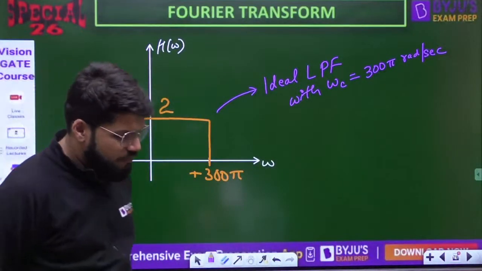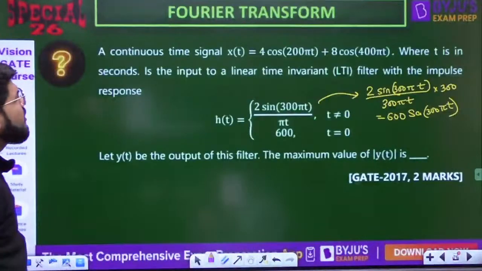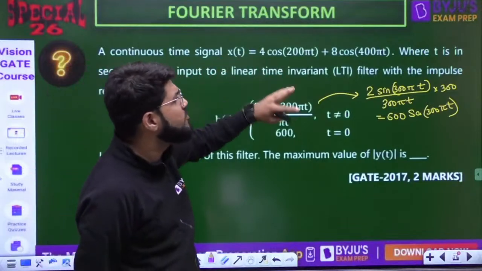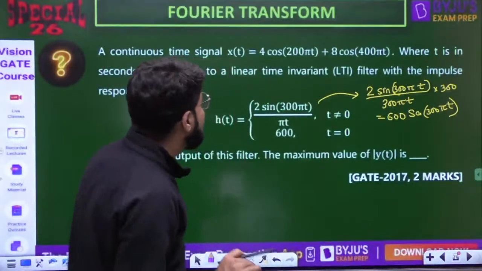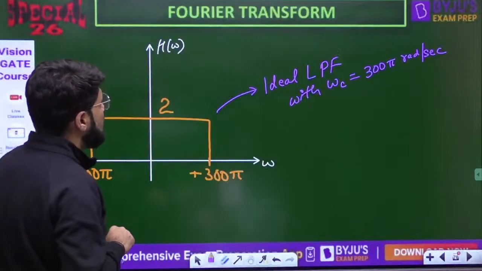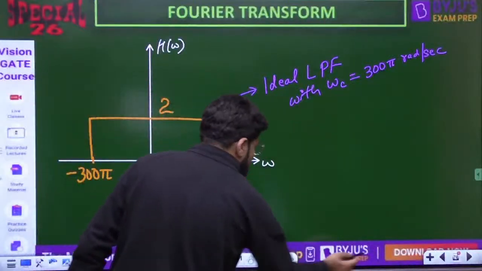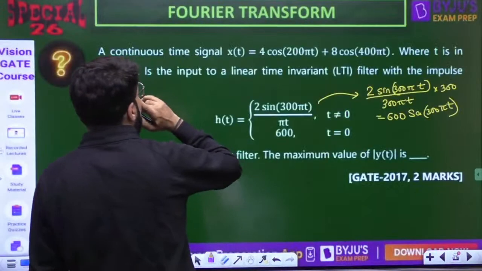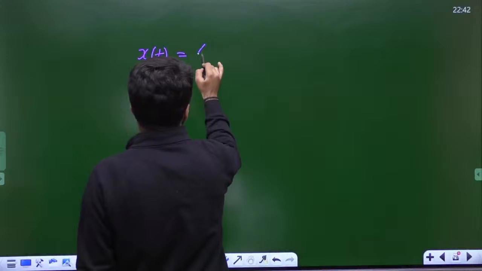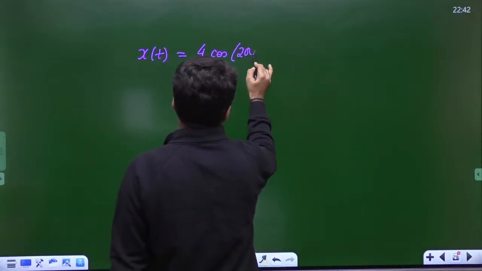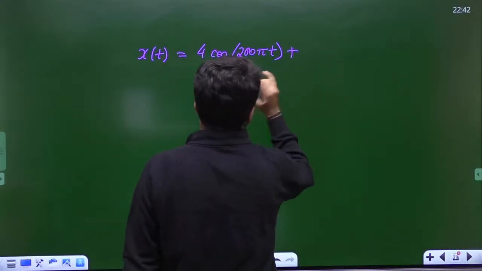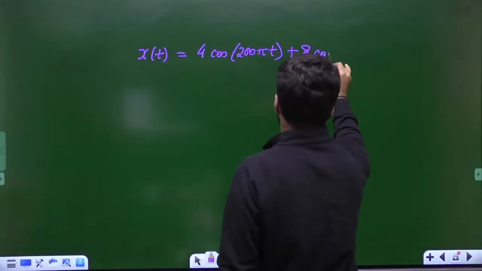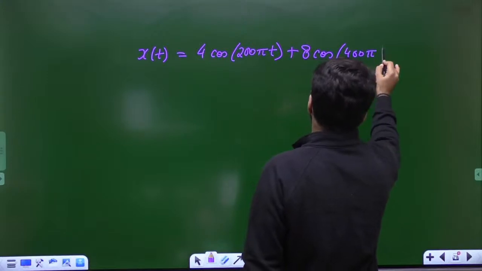Now, if you have an ideal low pass filter and the input given to me is 4 cos 200 pi t plus 8 cos 400 pi t, you might think, let us calculate its Fourier transform. No, by just aptitude logic, let's try to answer this question. So what is the value of x(t)? That is given by 4 cos 200 pi t plus 8 cos 400 pi t.